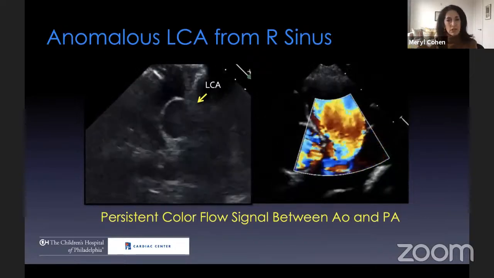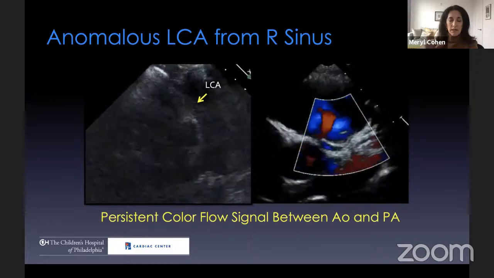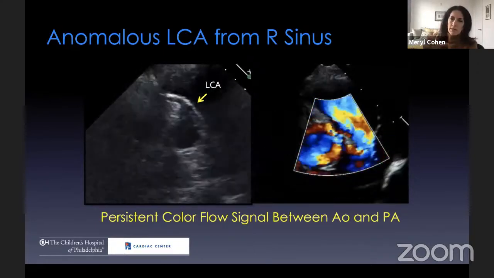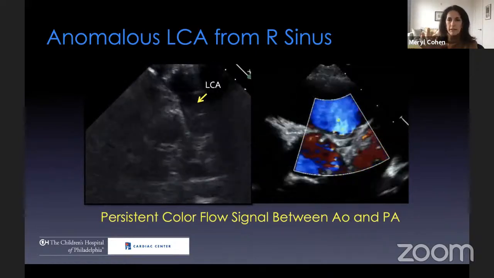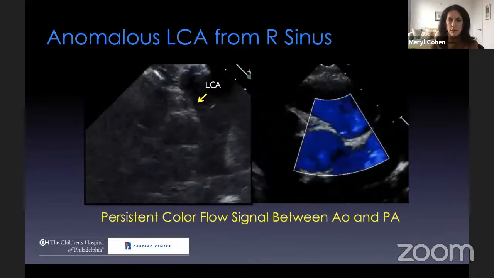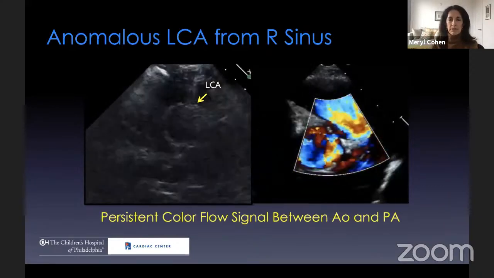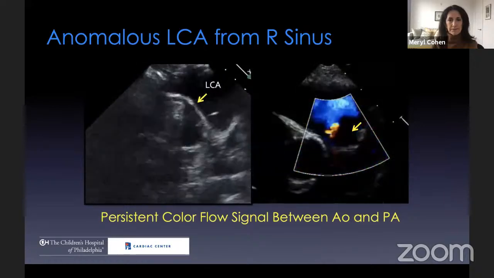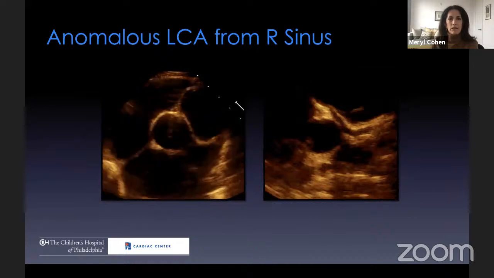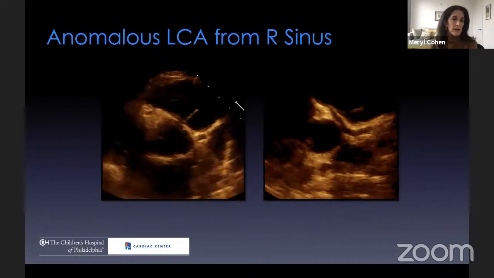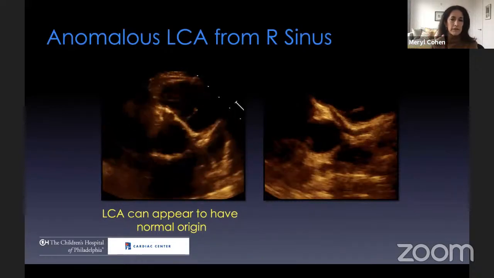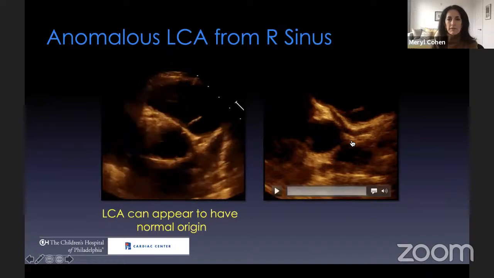So in any patient who's getting a routine echocardiogram, part of our routine is to put the color sector between the aorta and the pulmonary artery at the level of the coronary arteries, and to lower your scale to look for this signal. And that can help us detect this abnormality. You can see that you can be fooled. Here, if you just left it at this, you might think that this left coronary artery has a normal origin.